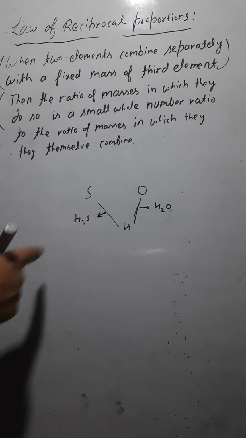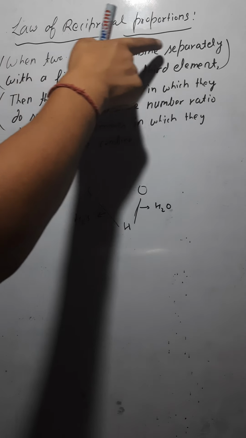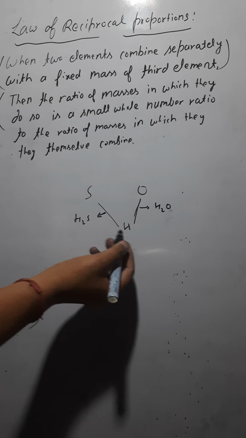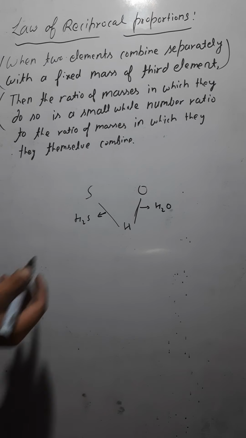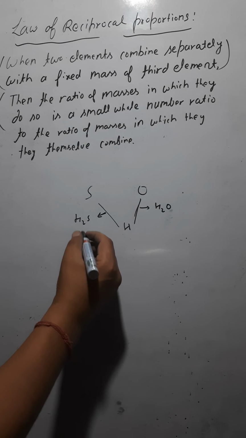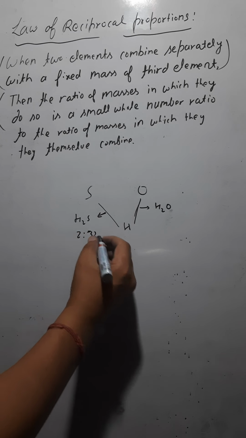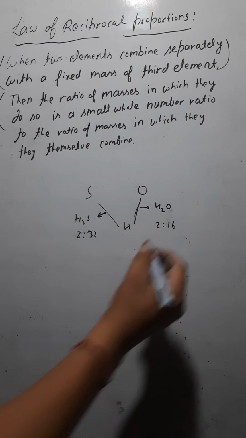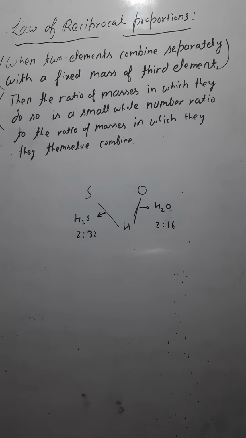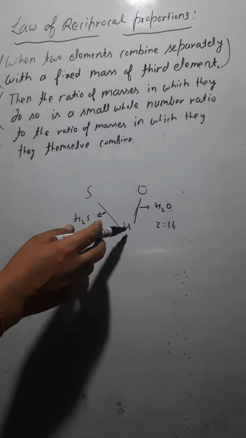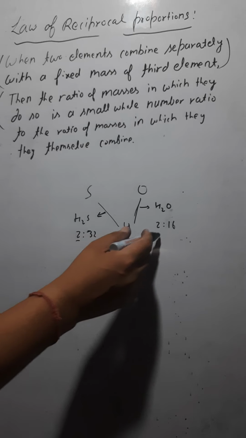So find out their mass ratio. Okay, look here. When two elements combine separately with a fixed mass of third element, this third element should have a fixed mass. So let's check whether it has a fixed mass. Mass of hydrogen is 1, and 2 atoms are there, so 2 ones are 2. So 2 ratio, sulfur has 32. And if you see again, it is 2 ratio, oxygen has the mass of 16 there. So yes, hydrogen has a fixed mass here also 2 and here also 2.